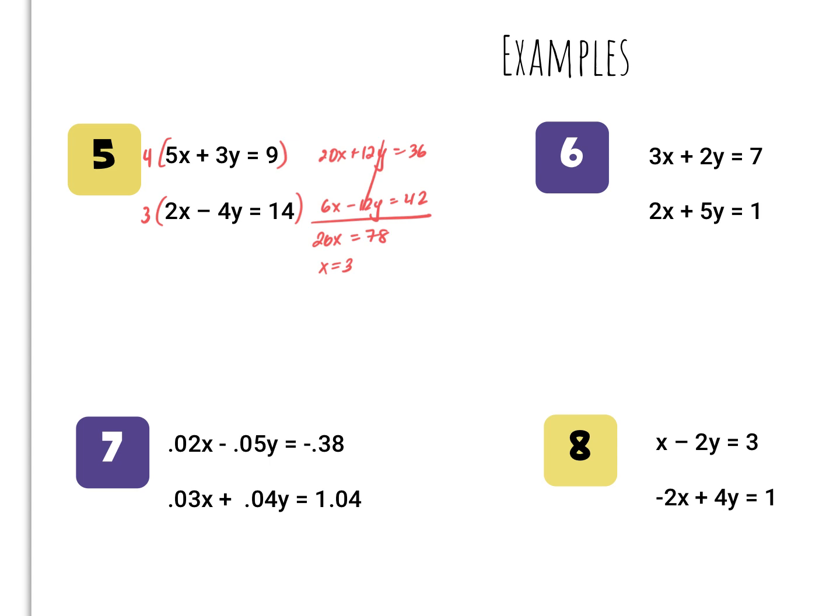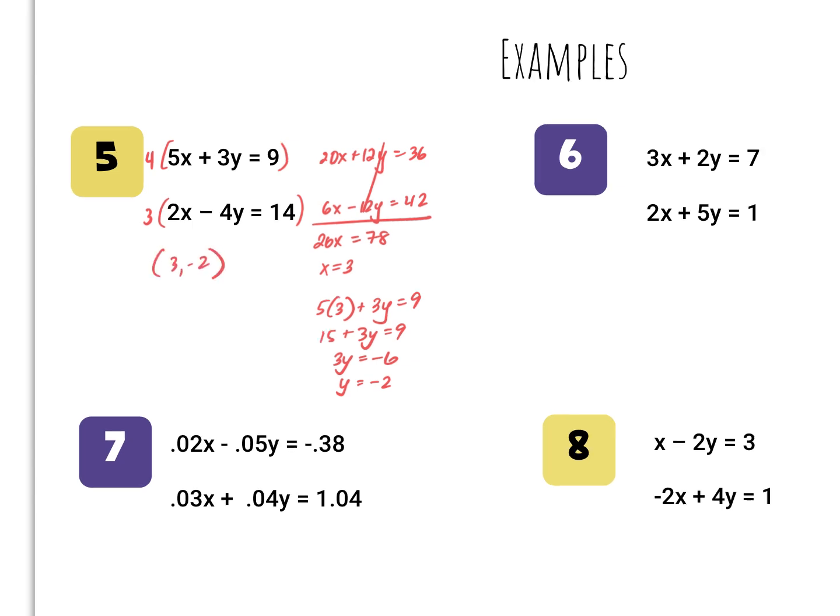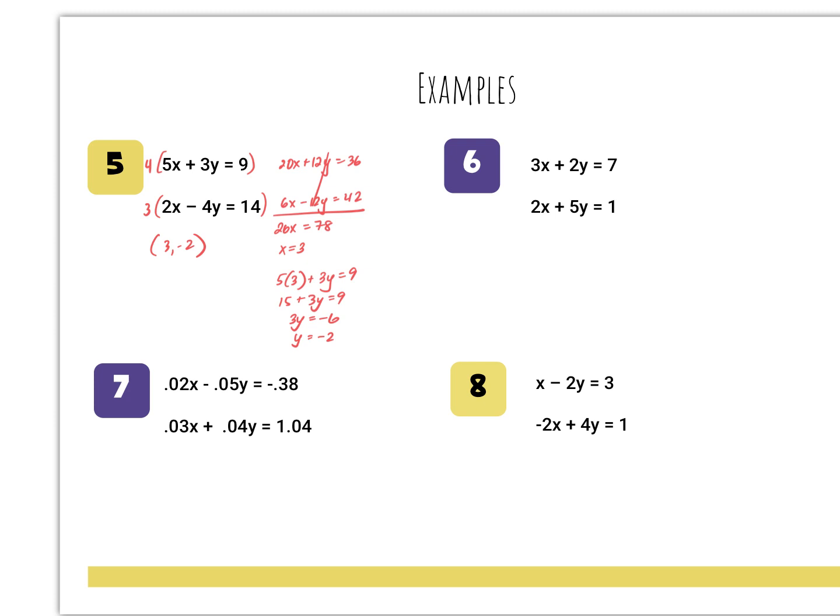Now I'm going to pick one of the two equations to plug it into, and I'm going to pick the first one. The reason I'm picking the top one, honestly, is because there's no minuses in it. So I've got 5 times 3 plus 3y equals 9. 15 plus 3y is 9. 3y equals negative 6, and y equals negative 2. So my solution here is 3, negative 2. And there you go. One solution again.